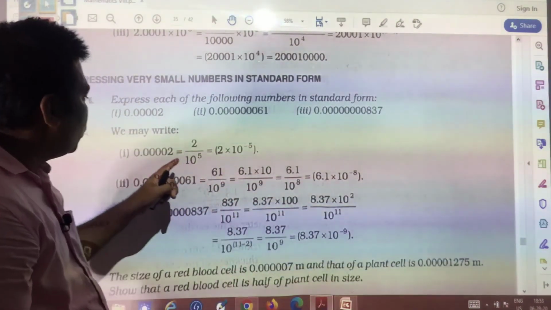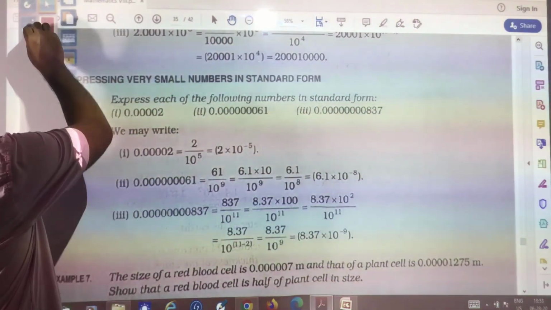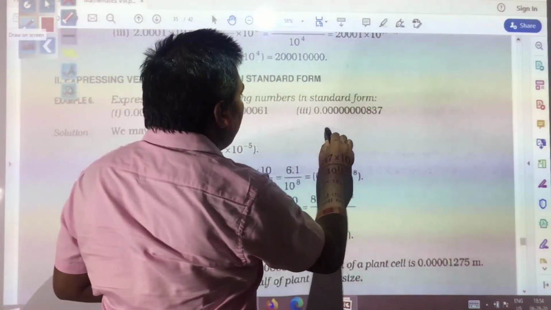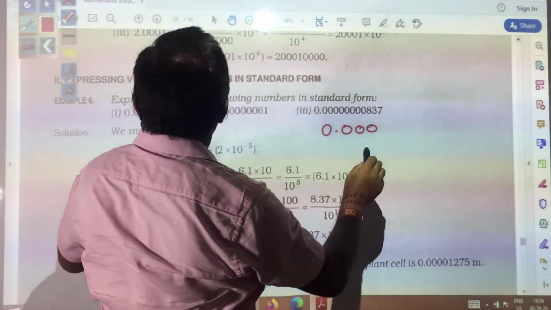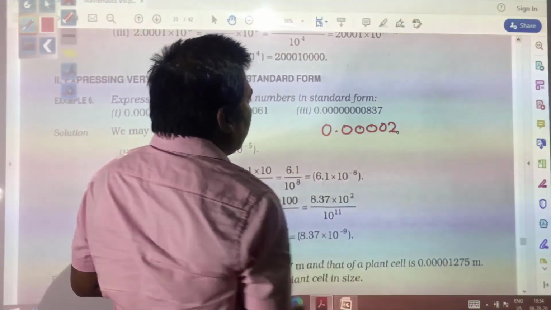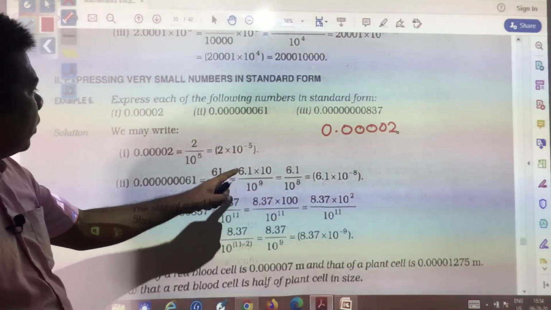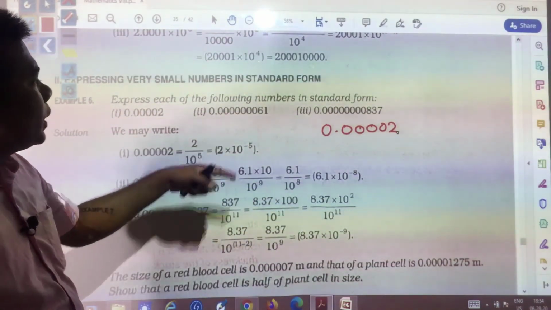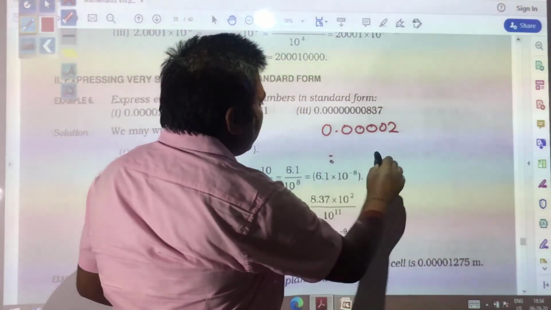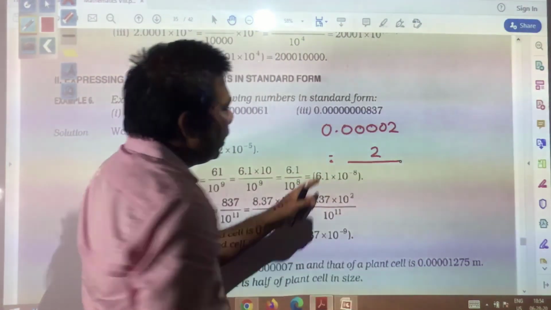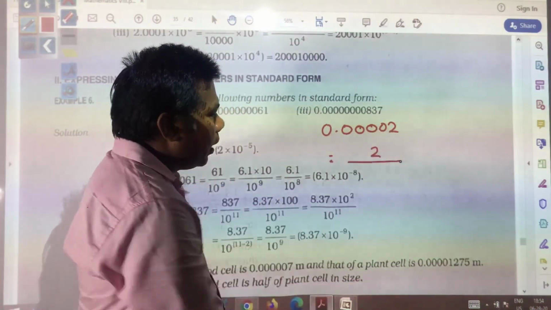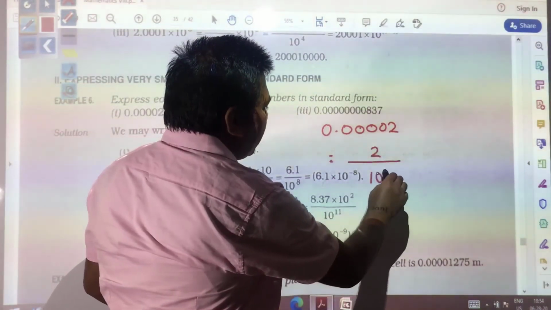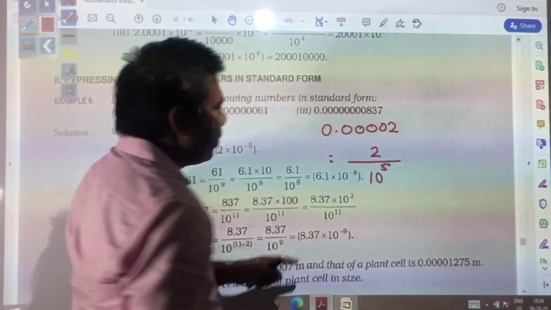What you need to do, just write the number. Suppose here you have 0.000, how many zeros are there? 4 zeros are there and 2. This is required to be converted into standard form. What we will do, just write 2 divided by, after the decimal you have 1, 2, 3, 4, 5. So, this should be divided by 10 to the power 5.